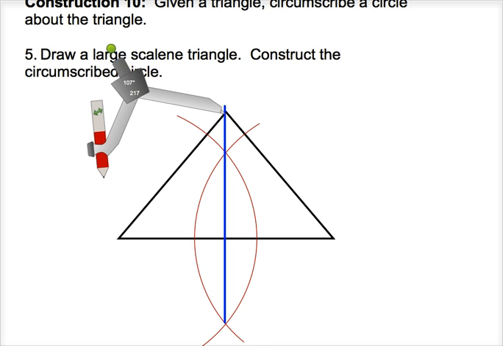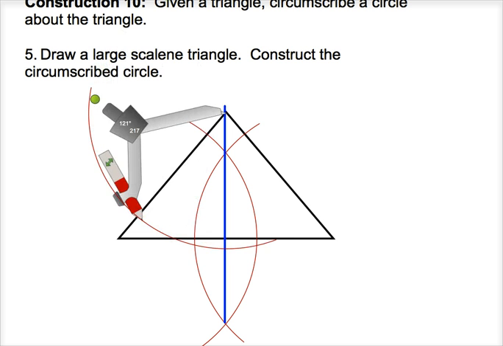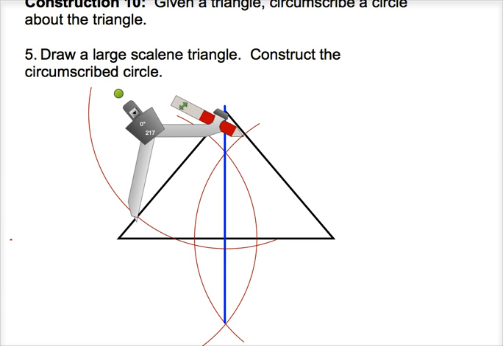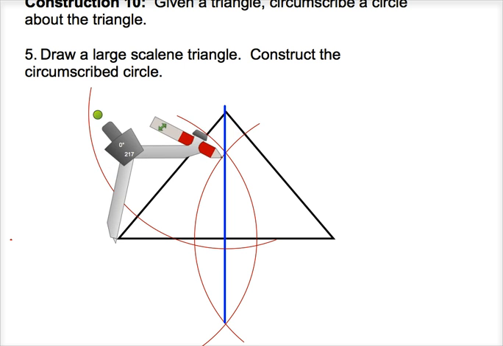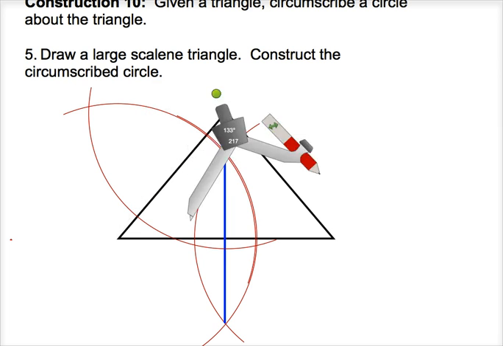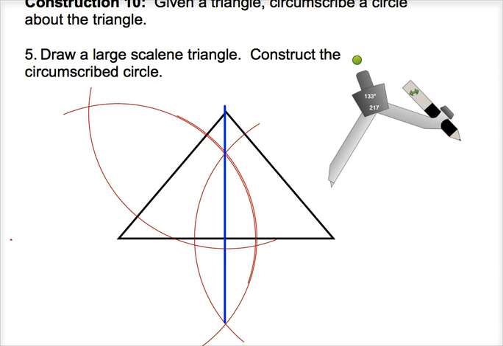So I'll pick the upper left, and I swing my compass from this side. I also swing my compass from the other side. And connecting the intersection to the other intersection. So the point I care about now is this intersection of the two perpendicular bisectors.